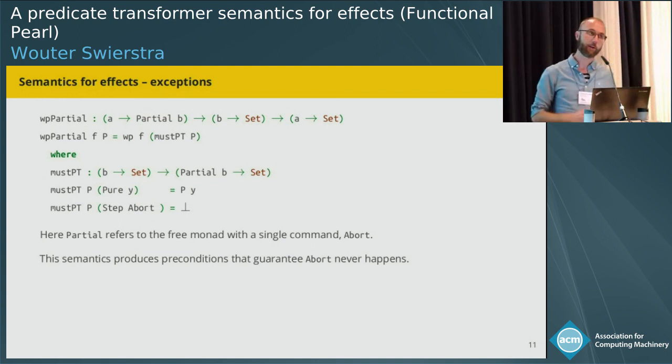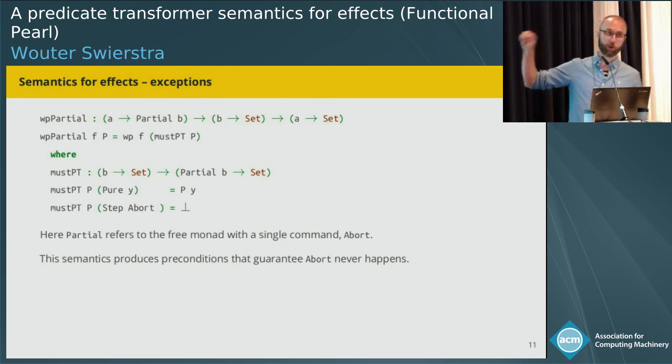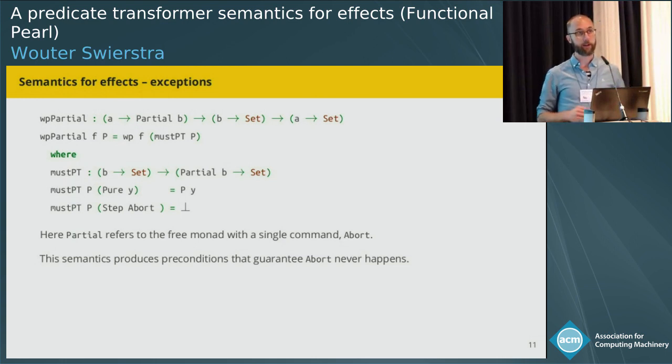There I describe how to lift one of these predicates on B's to a predicate over partial B. So if I'm returning a result and I want P to hold for all results, then P of Y better hold. But if I'm calling the abort operation, then I want to say bottom. Now the weakest precondition in this case is going to ensure that abort never gets called. So the weakest precondition guarantees that when the precondition is satisfied, the abort will never get called.